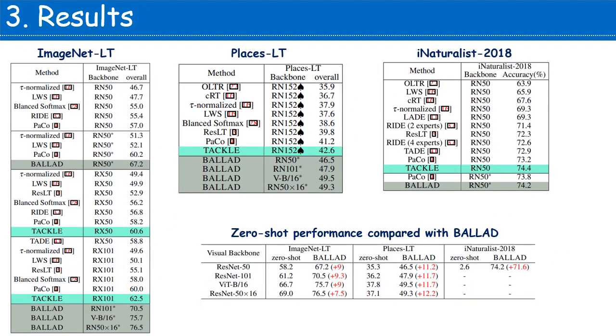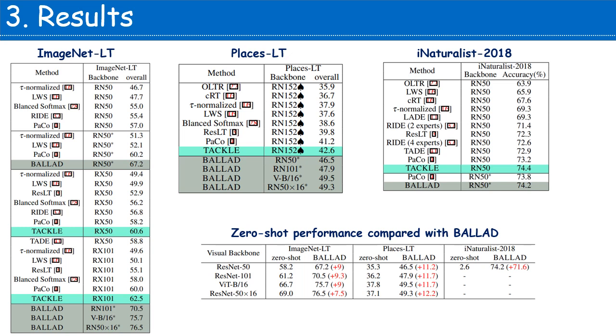We conduct our experiments on three long-tailed benchmark datasets, namely ImageNet-LT, Places-LT, and iNaturalist 2018. ImageNet-LT and Places-LT are modified from the normal ImageNet and Places365 datasets, while iNaturalist 2018 is a real-world long-tailed dataset.